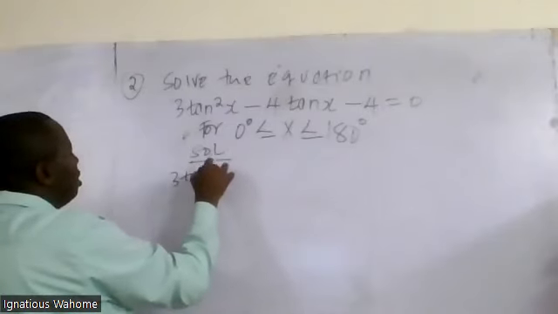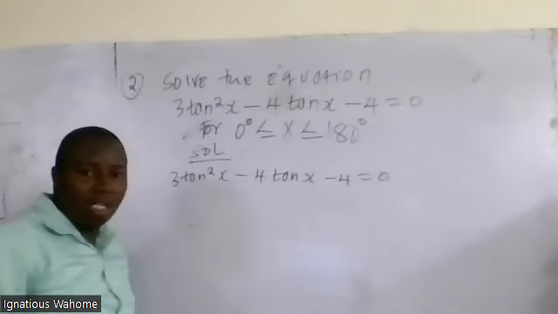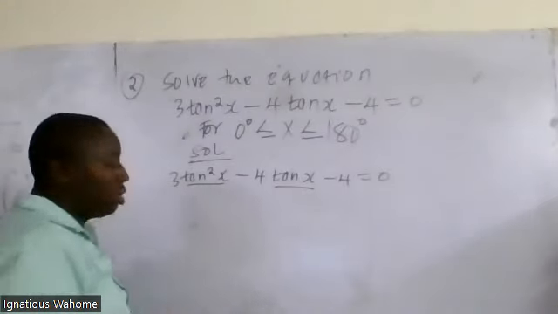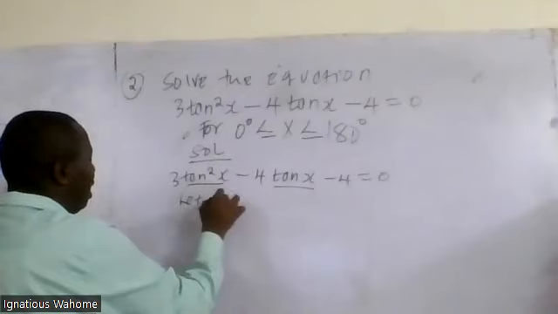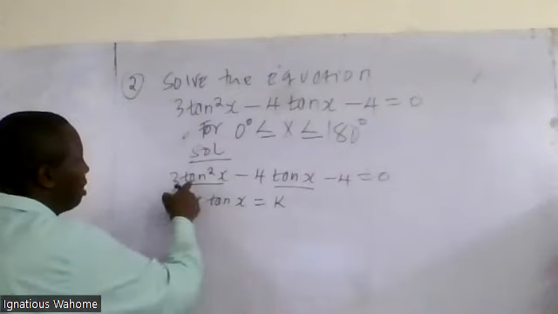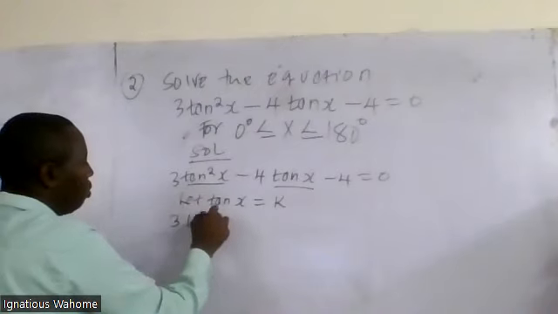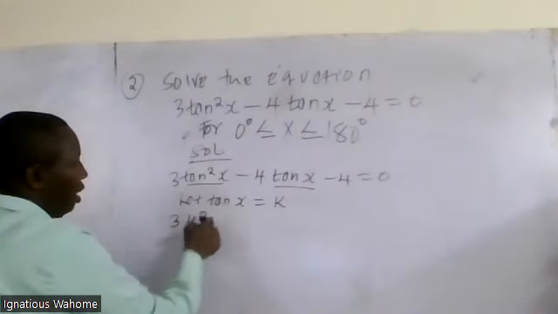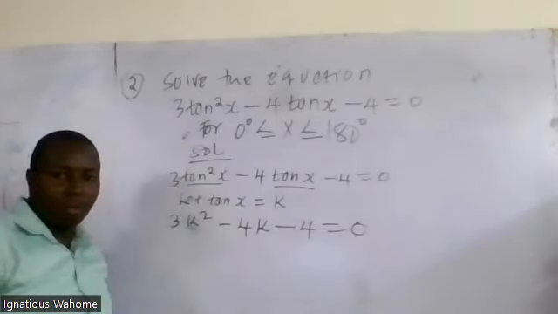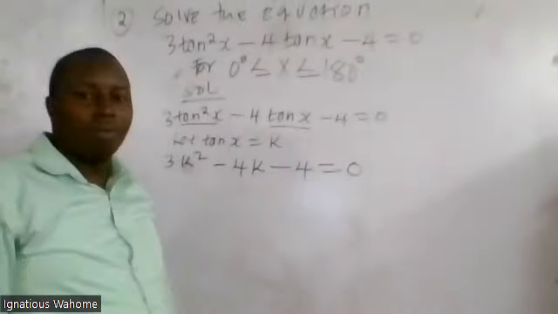So 3 tan squared x minus 4 tan x minus 4 equals 0. In this case, you can see tan x is common. So you say, let tan x be a letter like k. So this one becomes 3k squared, since this is tan x squared. This is 3k squared minus 4k minus 4 equals 0.